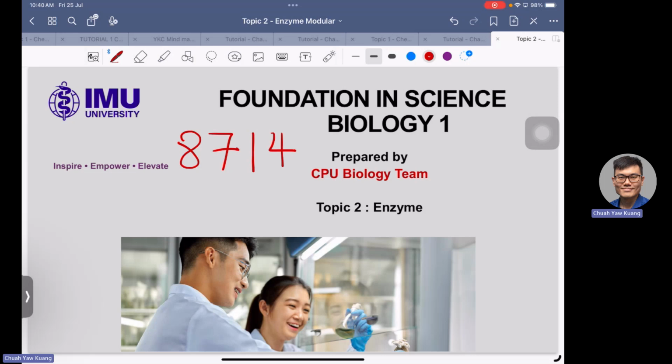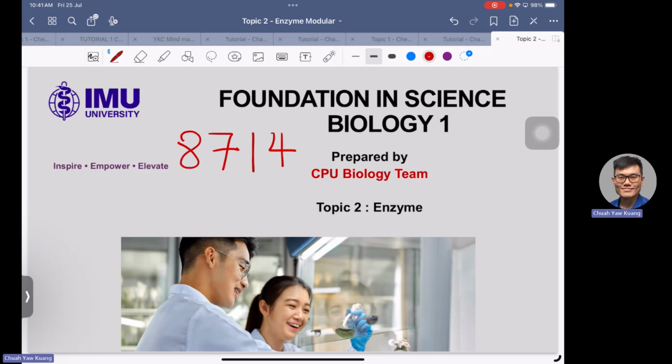Okay, so for the lecture today, we are going to look at topic 2. Topic 2 is just a very short topic. It's just one part of the 2-hour lecture. It's all about the enzyme. Again, it is something that you have learned before. It's just that we will go into more detail, especially on how to explain the graph.